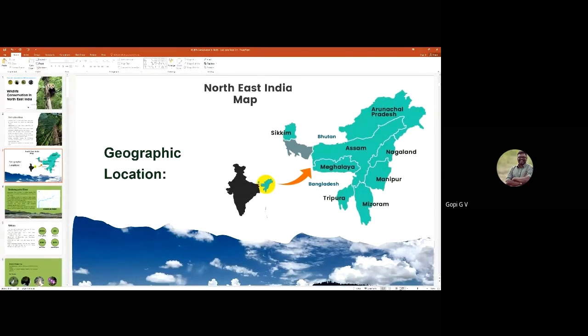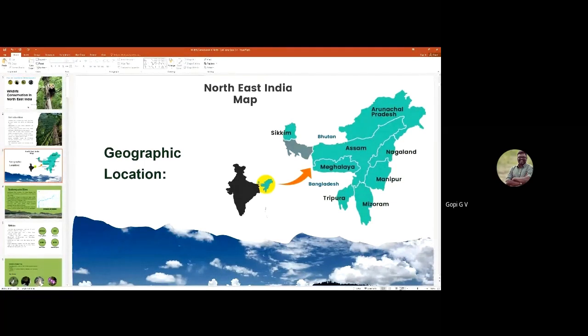The Northeast region is also high in endemism, and this landscape is an endemic bird area as well. In biogeographical and biodiversity terms, the Northeast region has two biodiversity hotspots, the Himalaya and the Indo-Burma biodiversity hotspot.